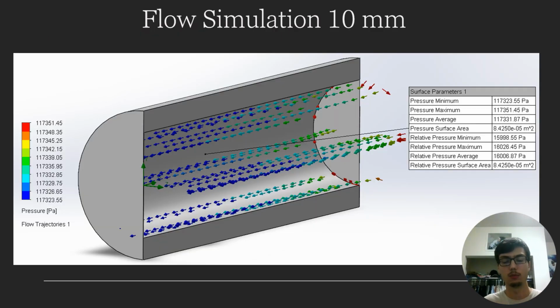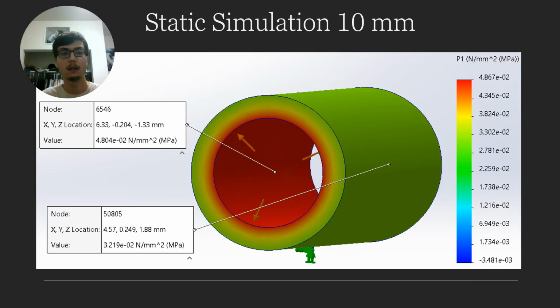The same process was done a second time for the 10 millimeter length. Same flow simulation, same table, different values. The relative pressure maximum is actually a little bit larger than for 1 millimeter. And a third time for, actually still on the second simulation here, just the static version of the 10 millimeter length, we can see that the stress felt on the inside of the tube is very similar to the 1 millimeter length.